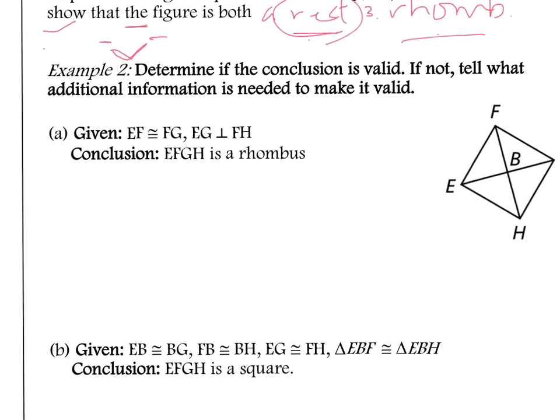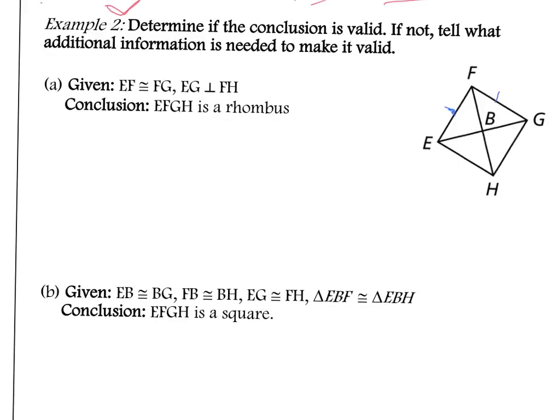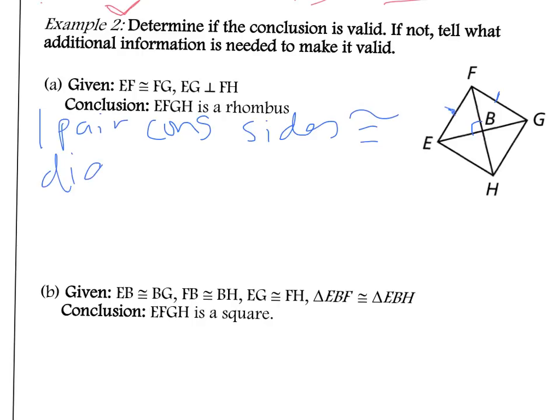All right, determine if the conclusion is valid. If not, tell what additional information is needed to make it valid. So let's mark EF and FG are congruent. EG is perpendicular to FH. So right now I have one pair of consecutive sides are congruent. That's the special condition for a rhombus. And I have the diagonals are perpendicular, which is a property of a rhombus that we learned yesterday. The problem here is that I didn't go all the way down the chart.